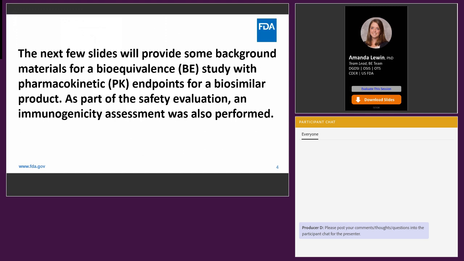So over the next few slides, I will be providing some background on a bioequivalence study with pharmacokinetic endpoints. The study is for a biosimilar product, and an immunogenicity assessment was performed as part of the safety evaluation. I suggest you take a few notes if you are able, since I won't be able to go back to these information slides when we move into our discussion section.